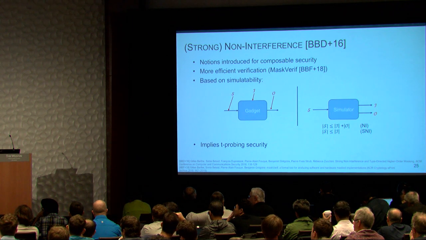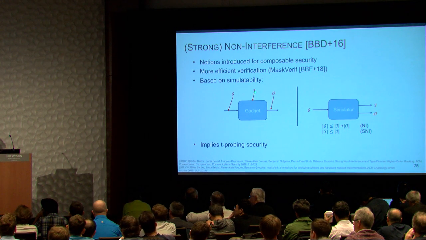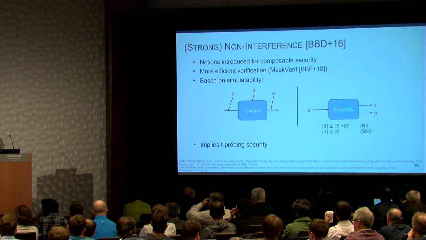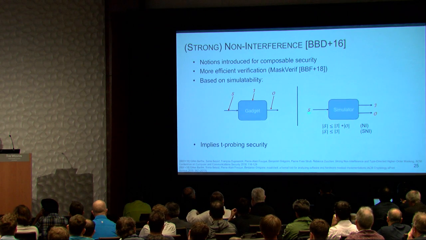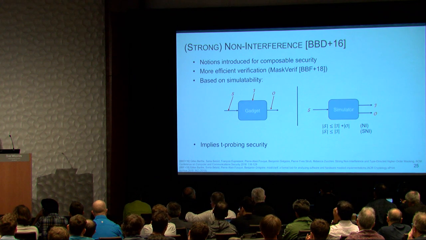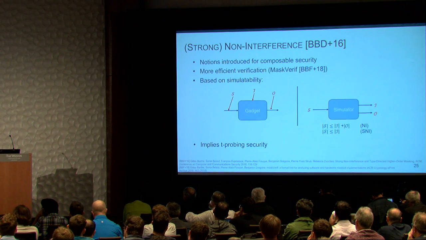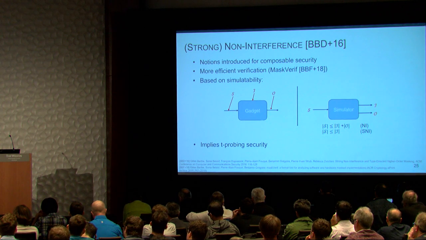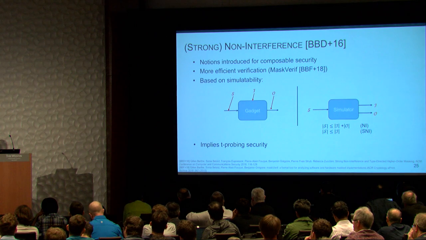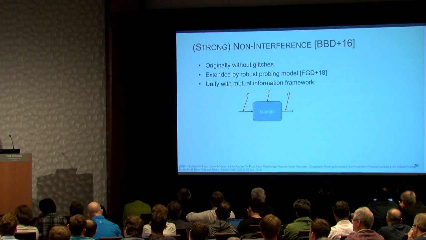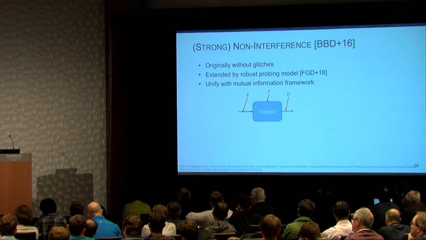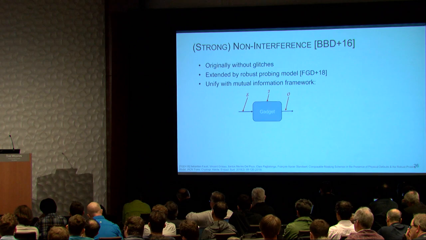So what are these notions? They basically say that if your adversary is probing intermediates of your circuit and outputs of your circuit, you want to make sure that these probes can be simulated using a set of input shares that is bounded in size by the number of probes you're using. And whether or not you count the output probes is what makes the difference between non-interference and strong non-interference. So these notions are stronger than T-probing security. Originally, they were introduced only without glitches. And then last year at CHES, there was the work on the robust probing model, which extended these definitions with physical defects, such as, for example, glitches.